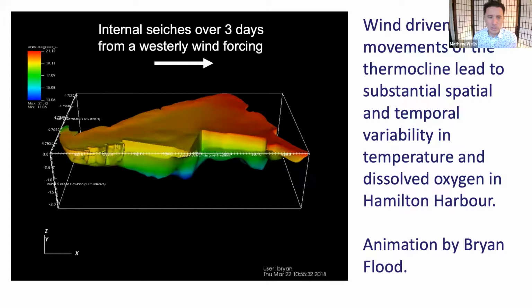Hopefully you can see in this image that when the wind blows, that stable stratification, the red water above the colder green and blue water, is pushed downwind. And so regions at the edges of the harbour will experience quite big swings in thermal stratification. And if there's oxygen stratification, we'll see big swings in the dissolved oxygen levels.